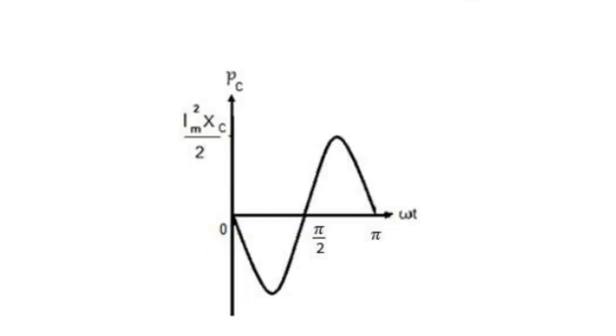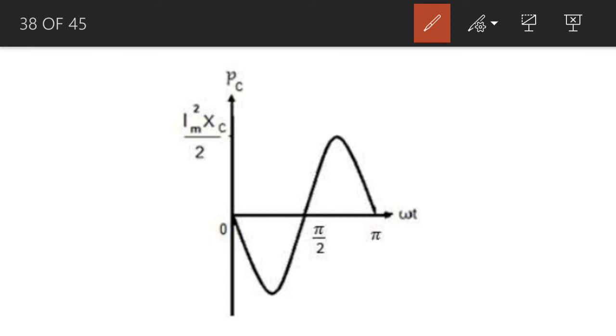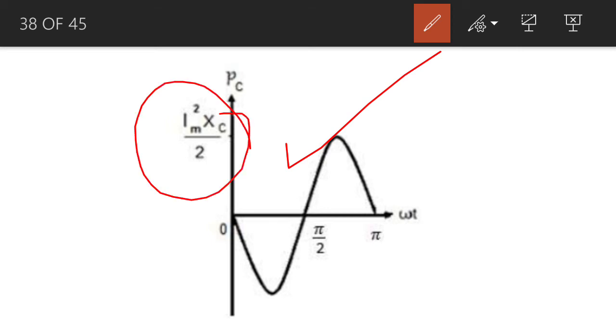And if we plot this last equation, we get the waveform for this AC power. The AC power which is taken by the capacitor from the AC voltage source. Here is the peak value of this AC power. Here is the maximum value of this AC power.